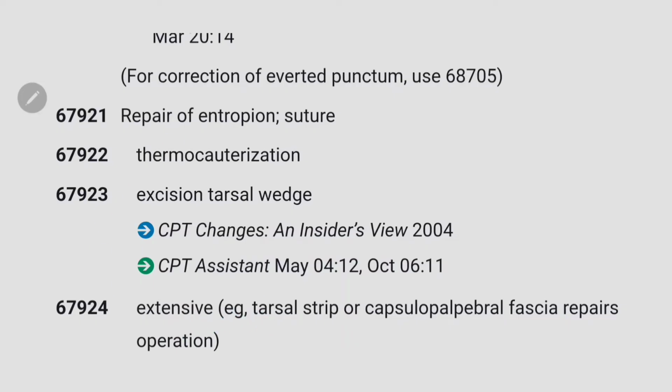So you have to check in the scenario whether they have mentioned repair of entropion or repair of ectropion. That is very important. Then you have to check whether they have mentioned thermocauterization, excision tarsal wedge, or an extensive procedure. You have to code on the basis of that.